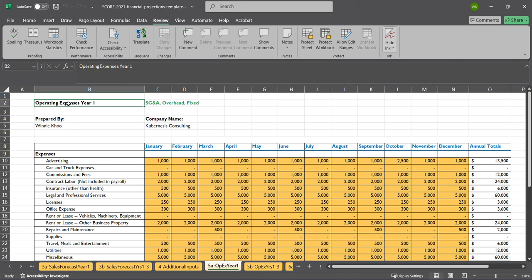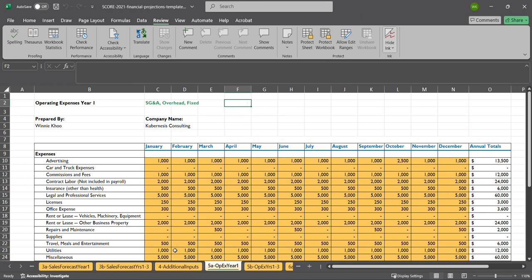And operating expenses are sometimes referred to a couple of different names. One is SG&A, which stands for Sales, General, and Administrative Expenses. They're also known as overhead expenses. And these two kind of refer to any cost that's not directly driven by sales or the production of goods.